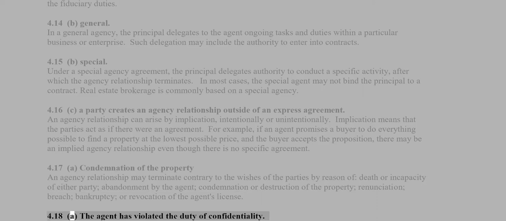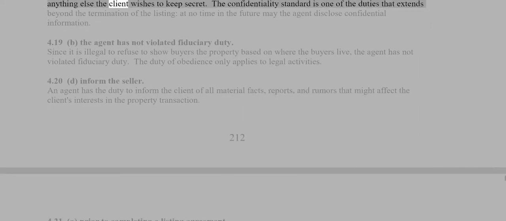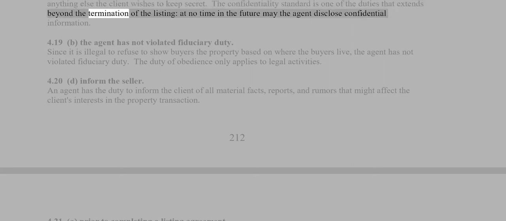4.18 a. The agent has violated the duty of confidentiality. An agent may not disclose any information that would harm the client's interests or bargaining position, or anything else the client wishes to keep secret. The confidentiality standard is one of the duties that extends beyond the termination of the listing. At no time in the future may the agent disclose confidential information.